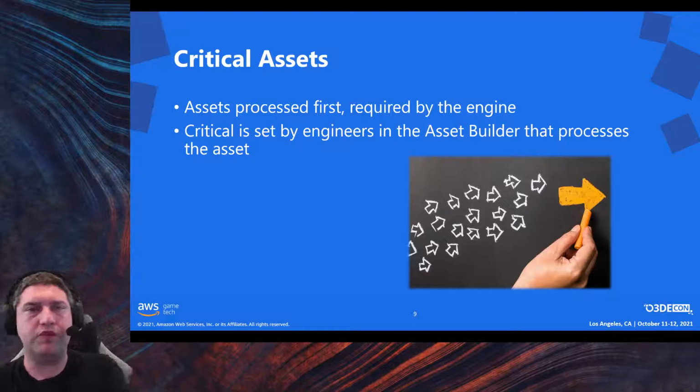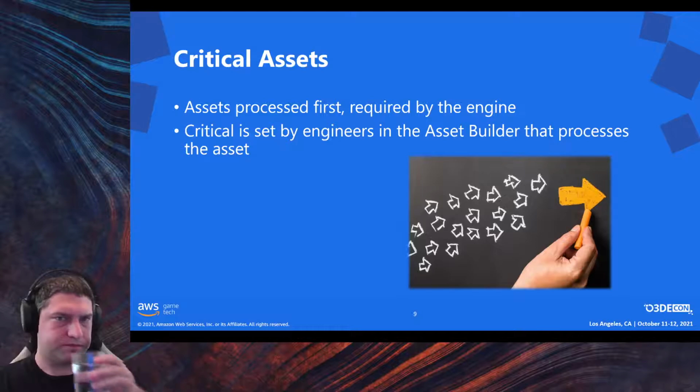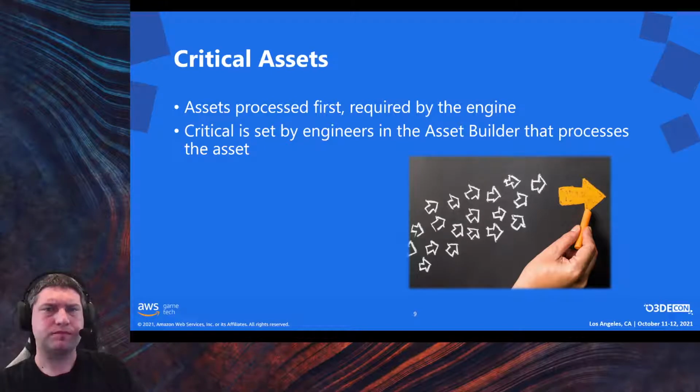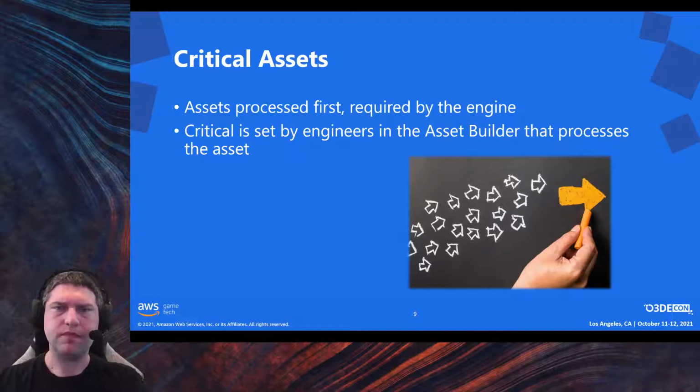The other thing you'll notice when you launch the editor for the first time is it waits on critical assets to get processed first. This is content that's required by the engine. It's often things like shaders. If the shader's not processed, the engine can't render anything, so the asset is marked as critical. That way the asset processor, one, knows to process it early, and two, the editor knows not to load until the critical asset has been processed. This is a flag that's set by engineers who work in an individual asset builder to mark that asset as critical. That way the asset processor will know to treat it as critical when it sees the job is created.